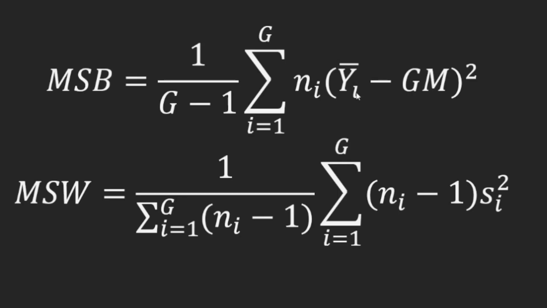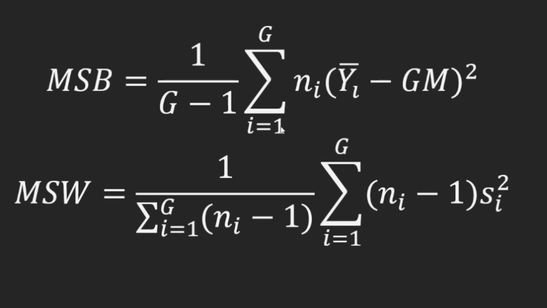Y sub i is the group mean, the sample mean of the first group. And then you subtract this thing called a grand mean, which is nothing more than the mean of all the observations in all the groups. You take this difference, you square it, you multiply by the first sample size.